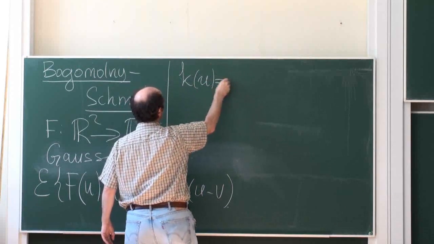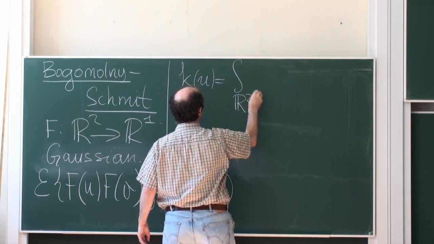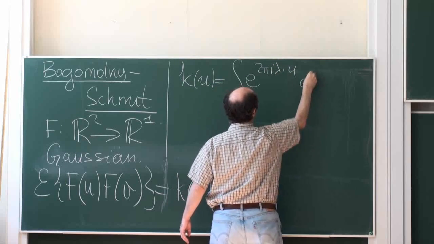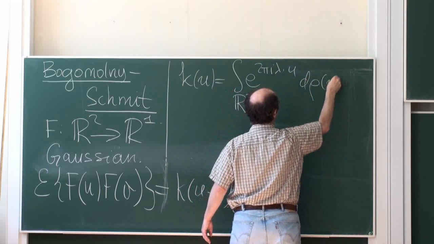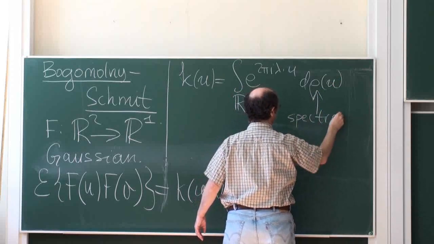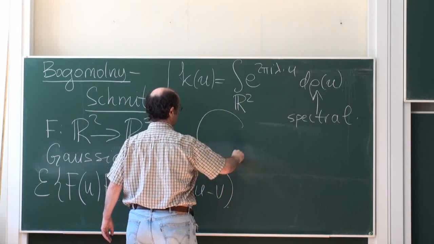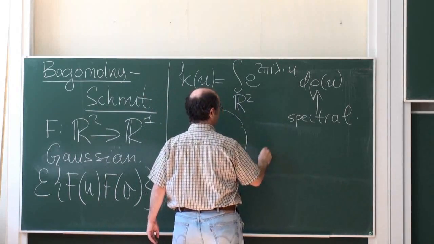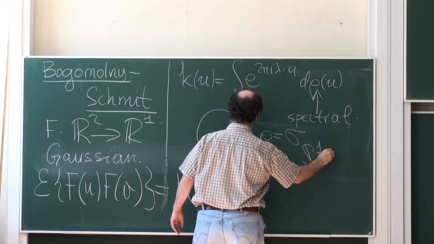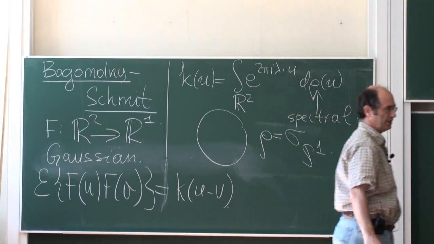K of U is a Fourier transform of some measure. The measure is called the spectral measure. But let us choose the spectral measure. Let us choose now, for the purpose of that model, the spectral measure to be Lebesgue measure, which lives on a circle of radius 1 on the plane.